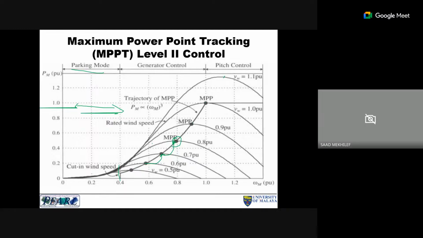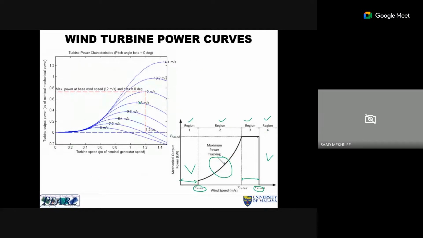The parking mode is when the wind speed is below the cut-in speed. The generator control mode is when the wind speed is between the cut-in speed and the rated speed. And the pitch mode is for higher than the rated wind speed, but below the cut-out speed, because the power is kept constant by the pitch. I think I have mentioned it just now. This is the area.